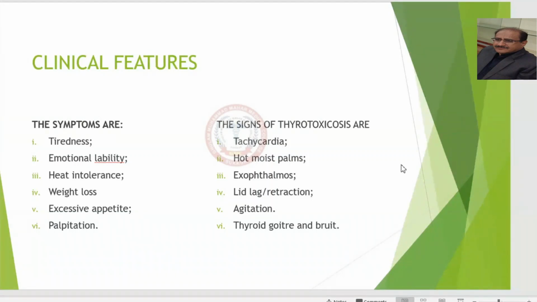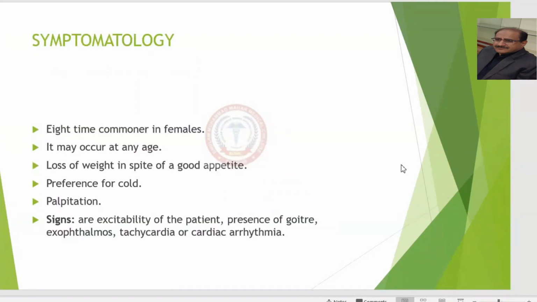These metabolic hormones also stimulate the sympathetic system. Because of the stimulation of the sympathetic system by the thyroid hormones, there is palpitation and signs of tachycardia. Because of this sympathetic stimulation, there are hot moist palms. The palms always become moist. There is exophthalmos, protrusion of the eyeballs, lid lag and lid retraction, eye signs which are features of primary thyrotoxicosis. The patient becomes excited and agitated. A thyroid goiter may be present, and on auscultation a bruit can be heard.